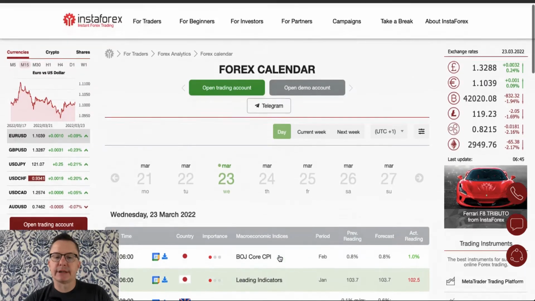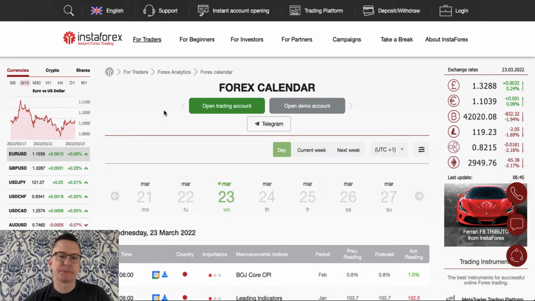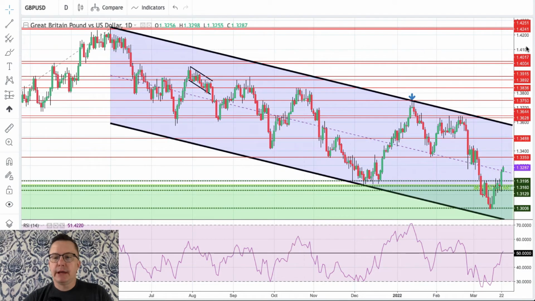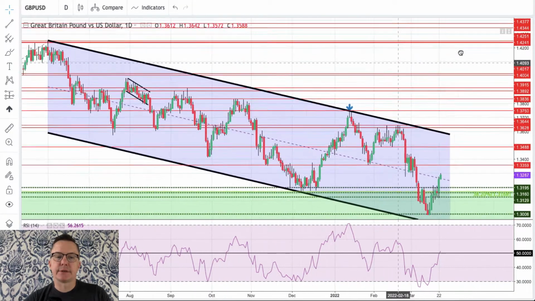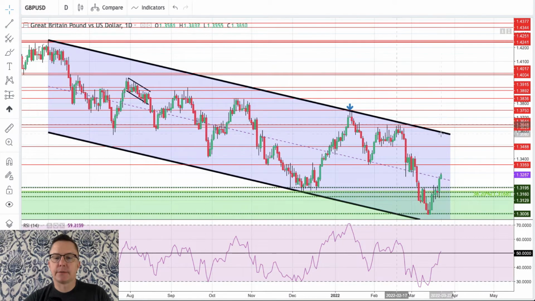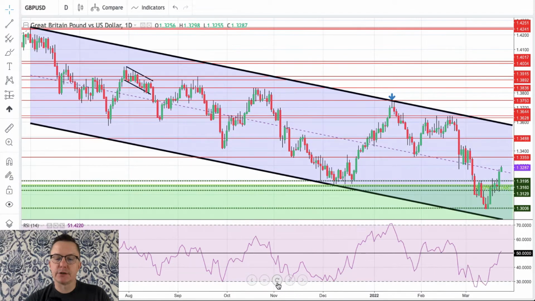So let's start with cable on a daily time frame chart. The cable is trading inside of this large and long-lasting channel. The recent low was made at the level of 1.3, and since then the market has bounced to the middle of the channel. Currently we are heading towards the next technical resistance, which is important from the daily point of view. This technical resistance is located at 1.3359.